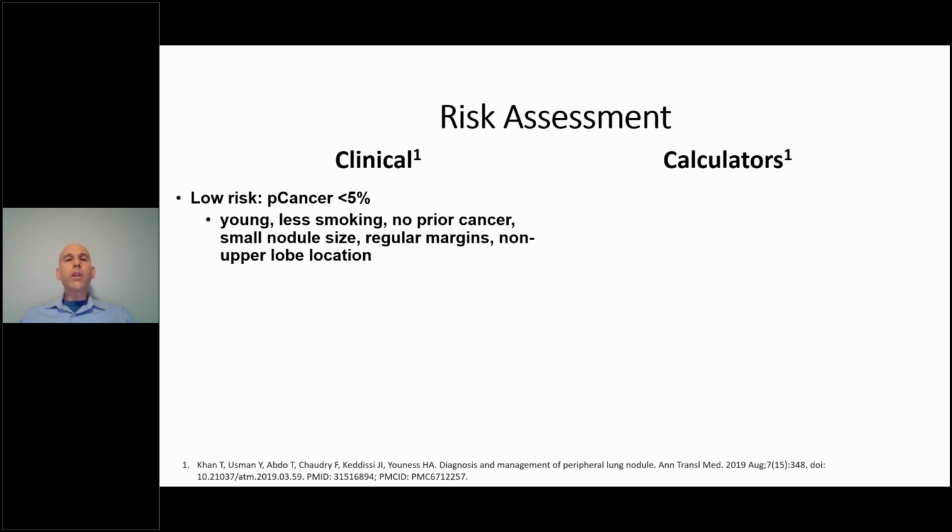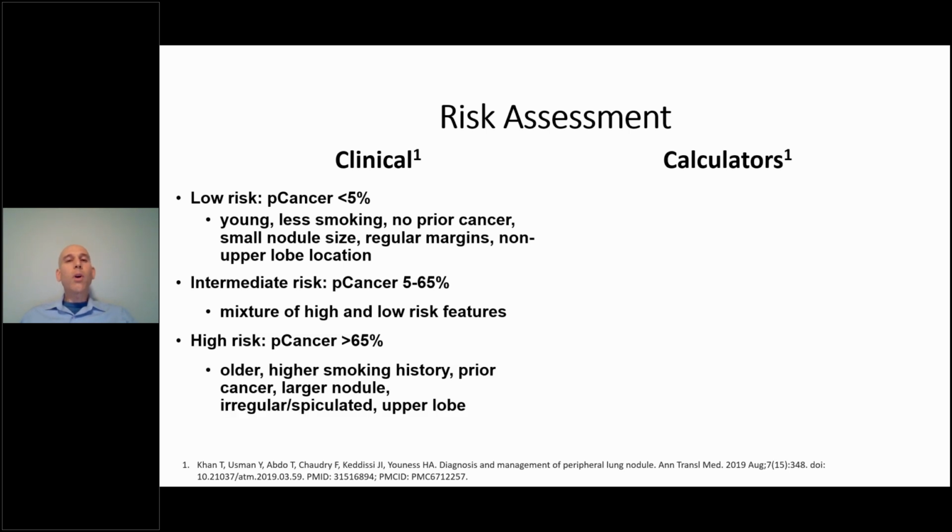The clinical approach really is breaking down patients into three main groups: our low risk, our intermediate risk, and our high risk. And I think we're all pretty familiar with this. We look at things like smoking history, occupational and environmental exposures, prior malignancy history, the size of the lesions, what it looks like on the CT, where it's located.